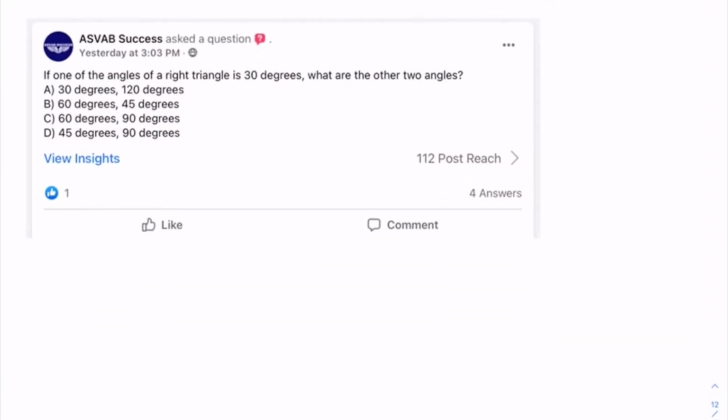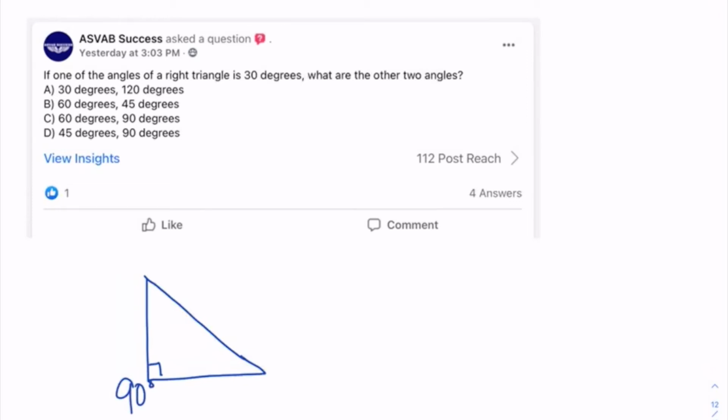Now, next question. If one of the angles of a right triangle is 30 degrees, what are the other 2 angles? So I like to visualize things. So it's telling me that there's a right triangle. This is what a right triangle looks like, right? It has one right angle, which means one of the angles is 90 degrees, okay?